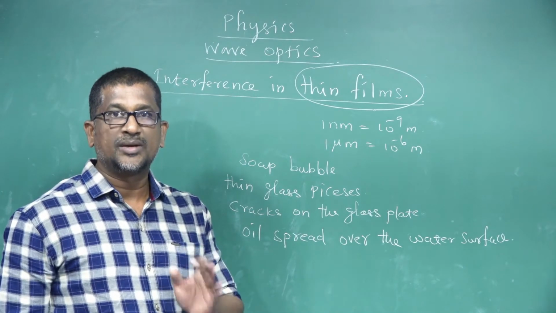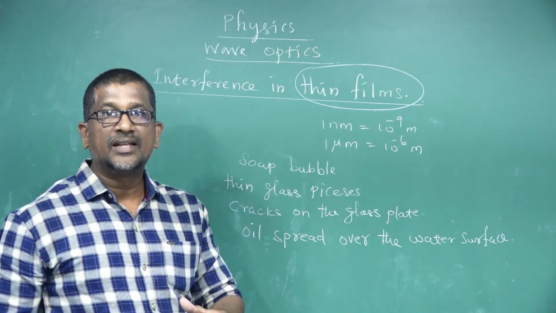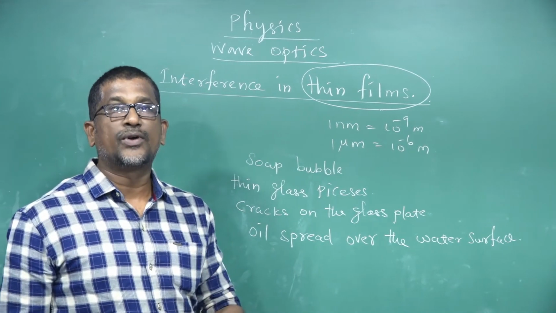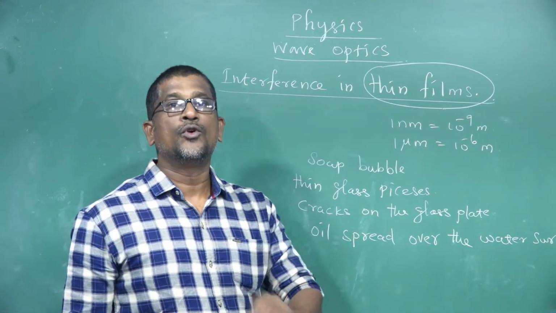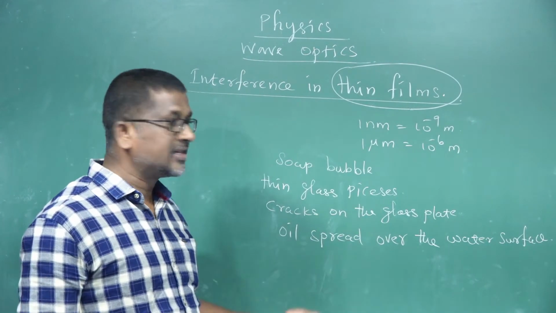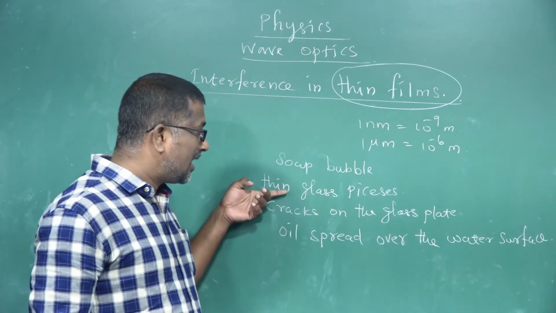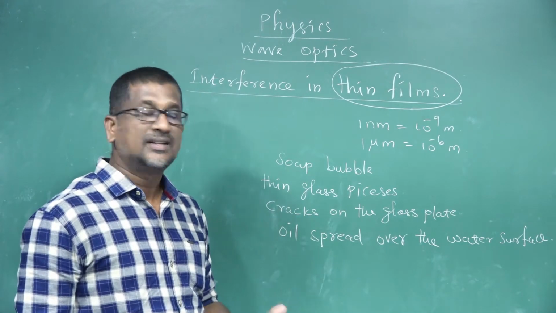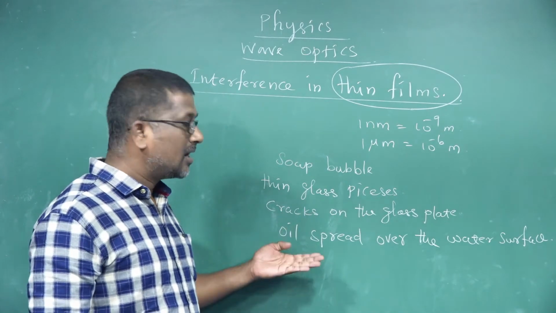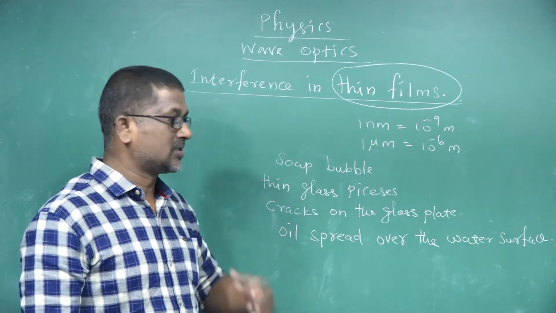Thin films are nothing but transparent materials having thickness varying from a few nanometers to a few micrometers. Some of the examples of thin films are listed here: a soap bubble, thin glass pieces, cracks on the glass plate, and oil spread over the water surface.